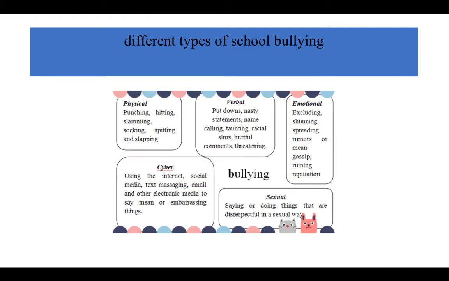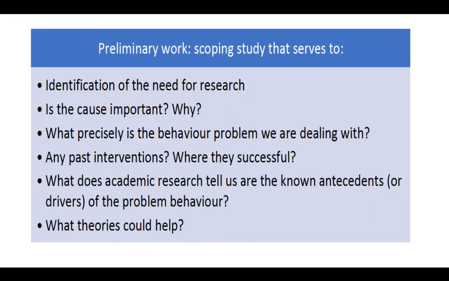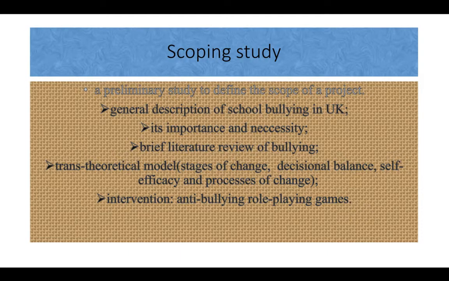And there are 5 different types of school bullying, which include physical, verbal, emotional, sexual, and cyber. And preliminary work scoping studies serve these points, and I will go through these points later. Scoping study. School bullying refers to all kinds of violence and abuse taking place in educational settings.